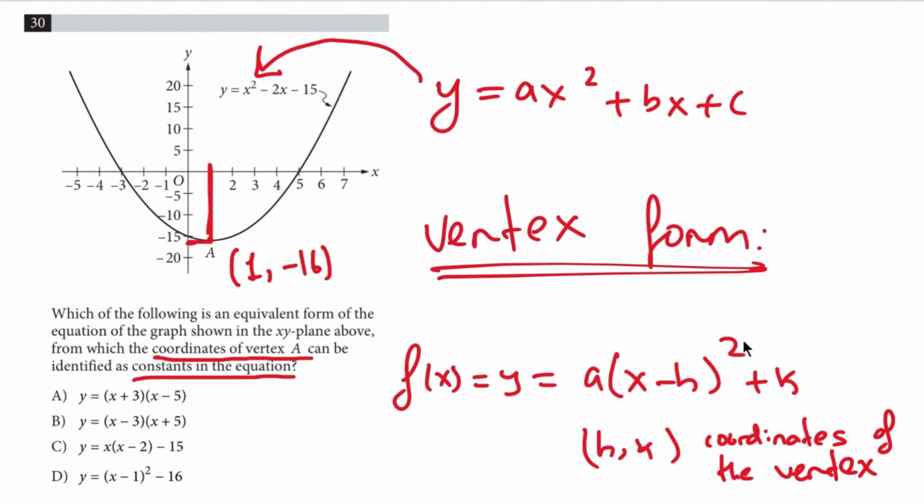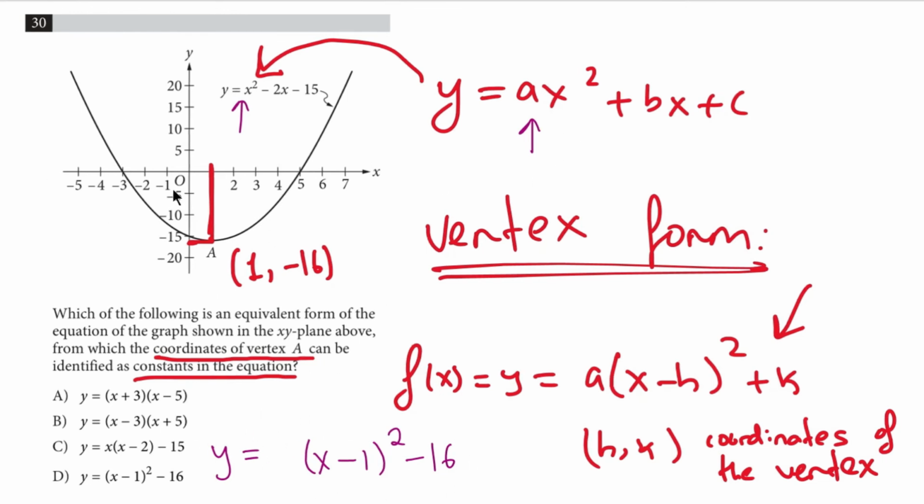So let's plug it into this equation right here. y is equal to a times (x minus 1) all squared minus 16. Now a can be determined from here, right? Because we can compare the general form to what we have, and we'll see that a is just 1, so we can just neglect this. And this is the form of the equation of this parabola or this graph where the vertex is given as constants in the equation. Therefore, choice D is the correct one.